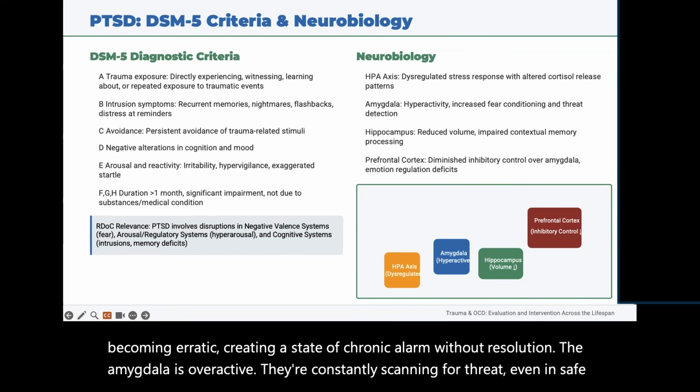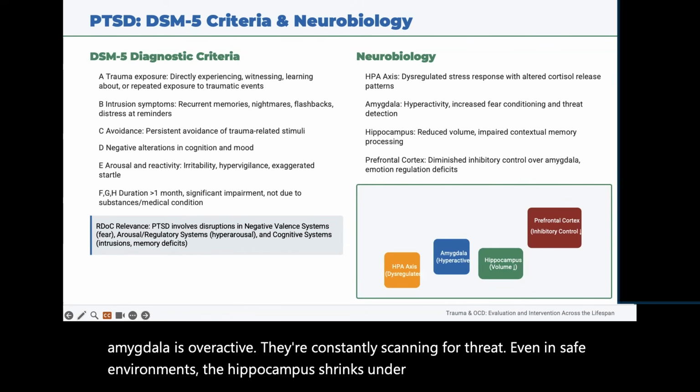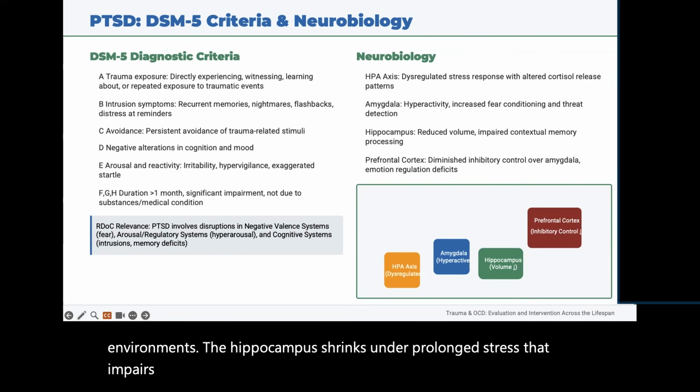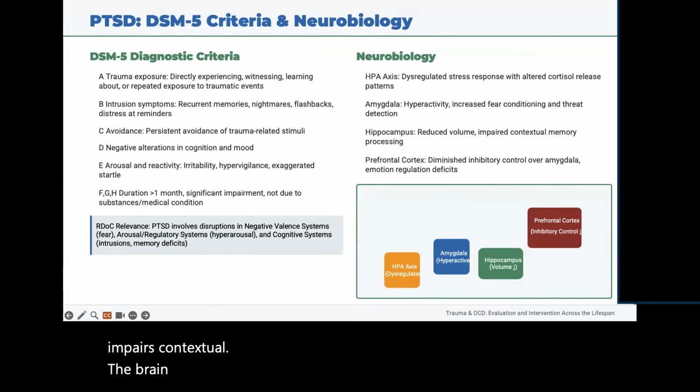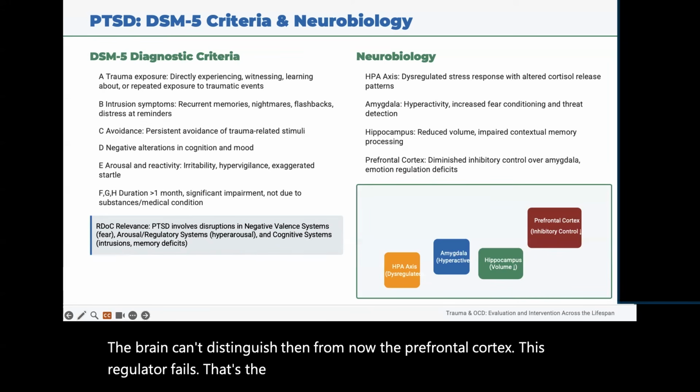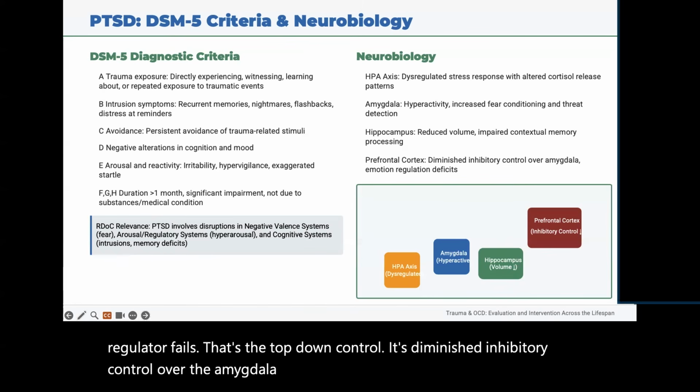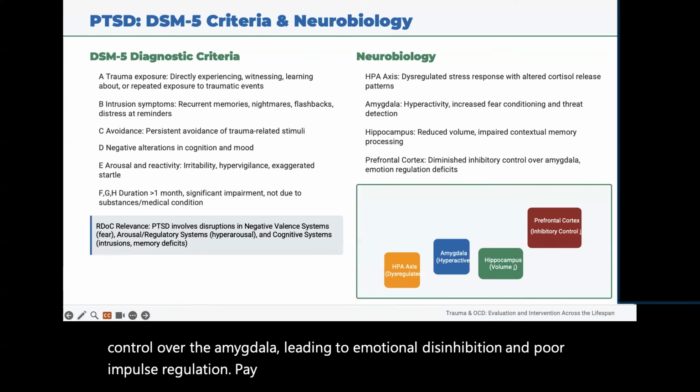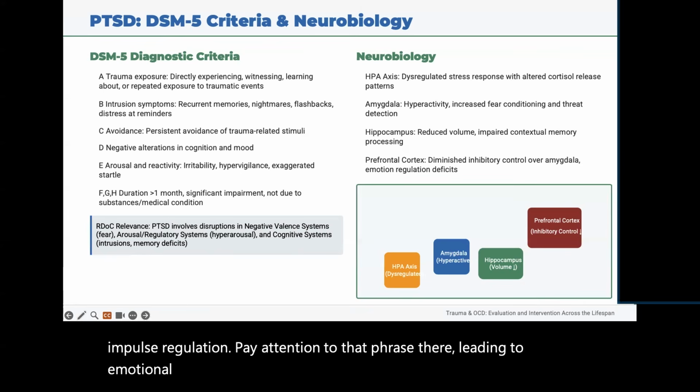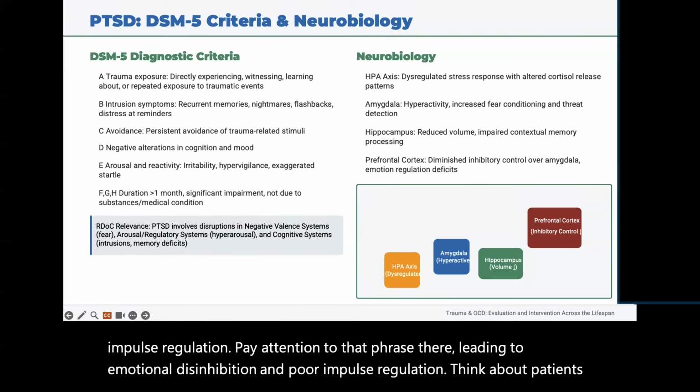The hippocampus shrinks under prolonged stress. That impairs contextual memory. The brain can't distinguish then from now. The prefrontal cortex, this regulator, fails. That's the top-down control. It's diminished inhibitory control over the amygdala, leading to emotional disinhibition and poor impulse regulation. Pay attention to that phrase there, leading to emotional disinhibition and poor impulse regulation. Think about patients that might have that.